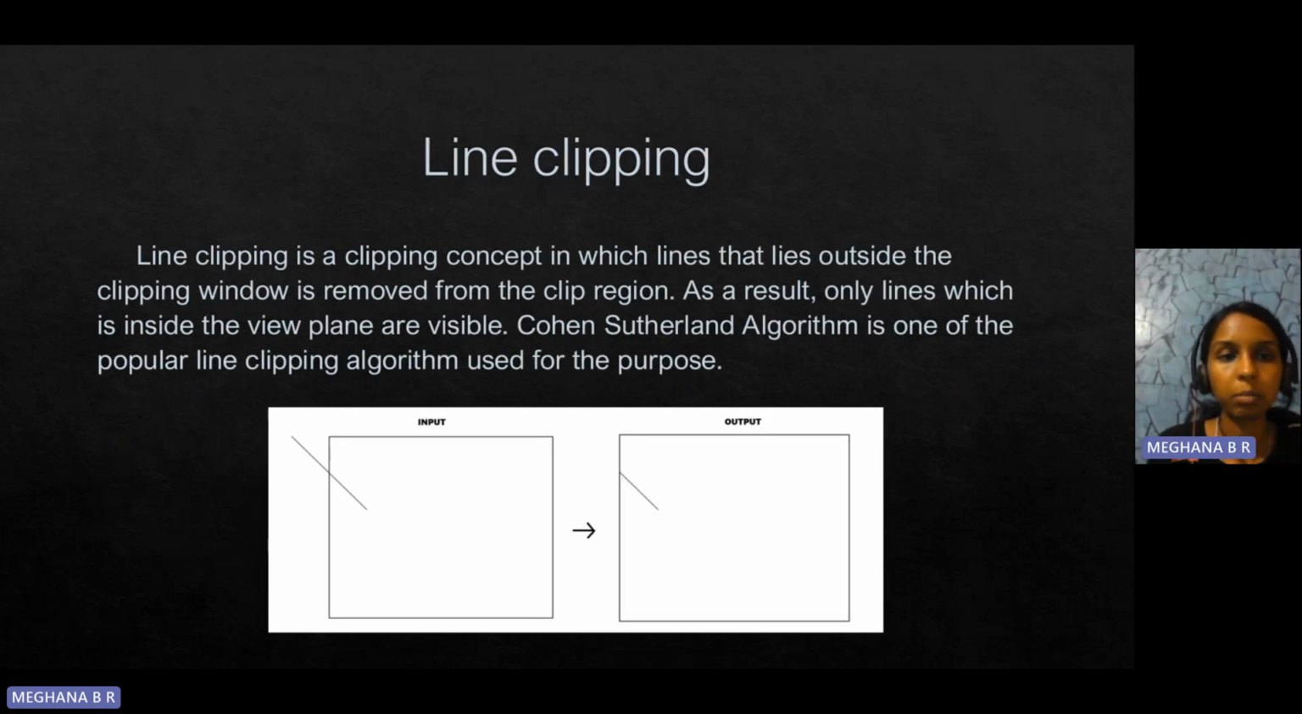So, what is line clipping? Line clipping is a clipping concept in which lines that lie outside the clipping window are removed from the clip region. As a result, only the lines which are inside the view planes are visible. And the Cohen-Sutherland algorithm is one of the popular line clipping algorithms used for this purpose. You can see an example: the input will be given and the output is displayed.